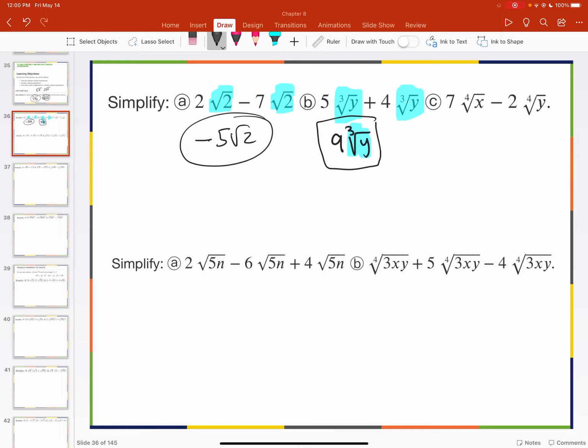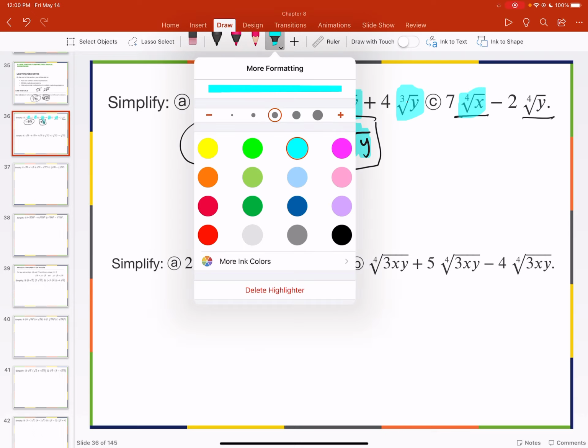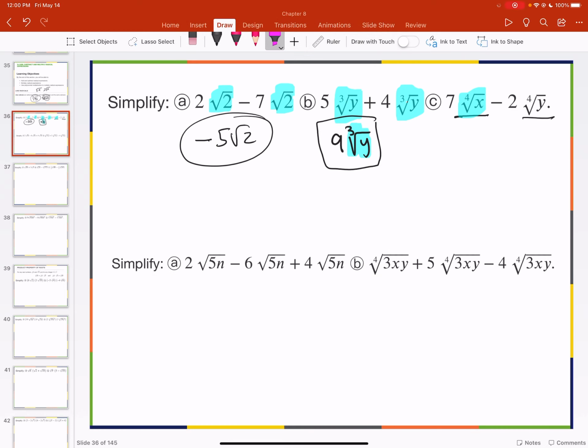7 fourth root of x minus 2 fourth root of y. Oh, tricky. These are not like terms. So you have this kind, and this one would be a purple or whatever, pink. So we can't combine. Not like terms. This is as far as we go with that.